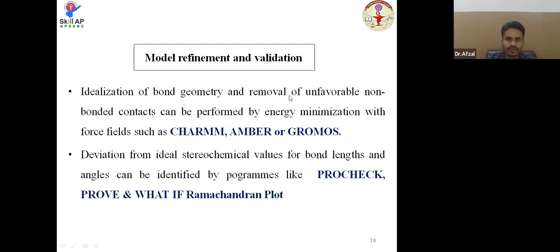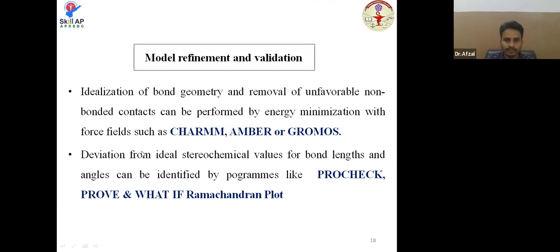The idealization of bond geometry and removal of unfavorable non-bonded contacts can be performed by energy minimization with force fields such as CHARMM, AMBER, and GROMOS. So after aligning the protein onto the template protein, we need to minimize the energy or the force fields, right? After getting a proper model, we need to see that the modeled protein or homology model has minimized energy. Minimized energy means it is the most stable form. We need to convert it into the most stable form by using these software like CHARMM, AMBER, or GROMOS.